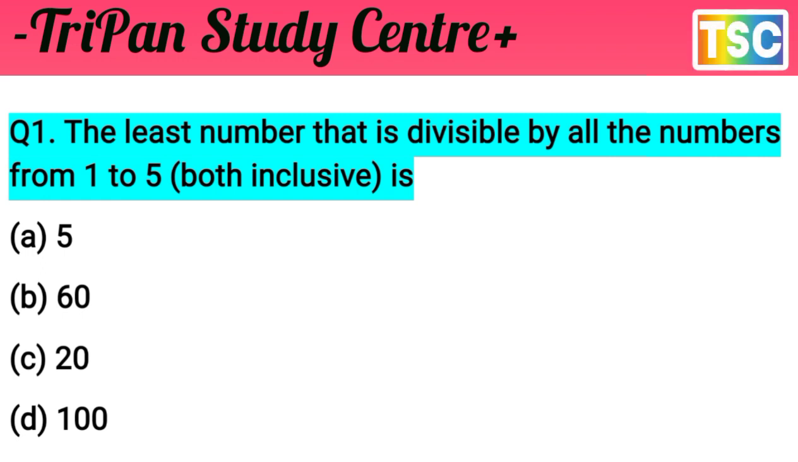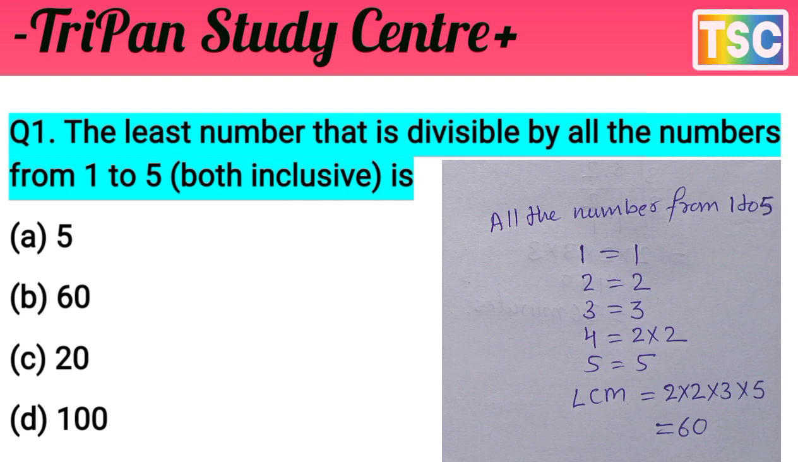I give you a few seconds for this question. You must have a thought of your answer. Let's see what the answer to this question is. You know that this question is clear: the least number that is divisible by all the numbers from 1 to 5, both inclusive, is? That's clear? You know that the solution is clear here.